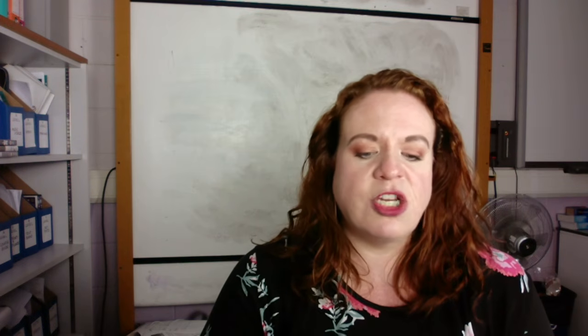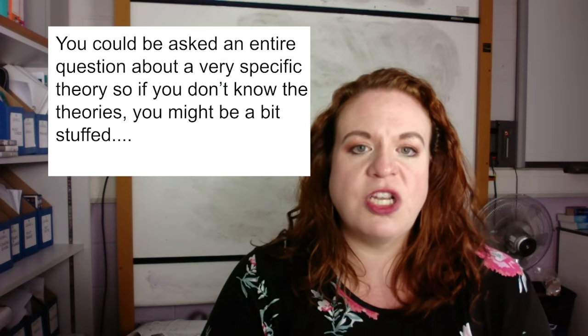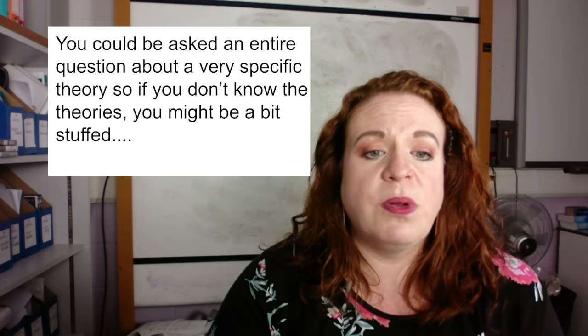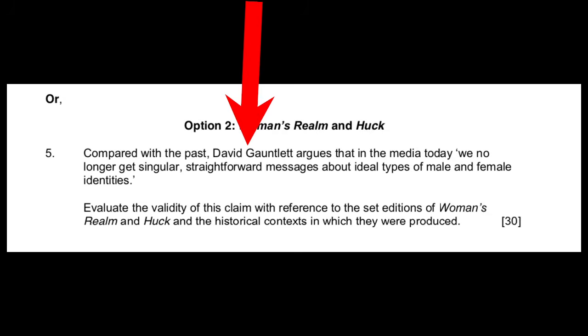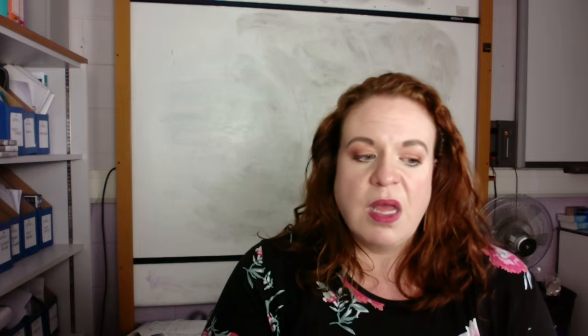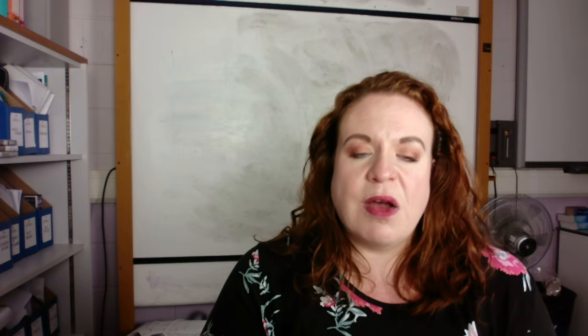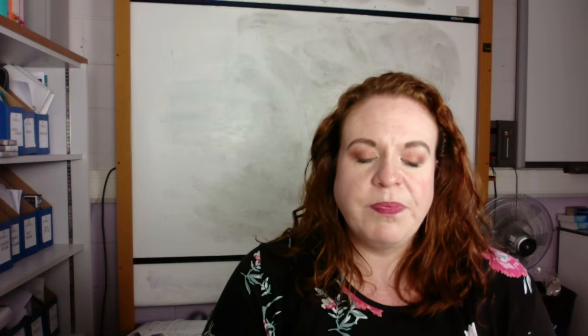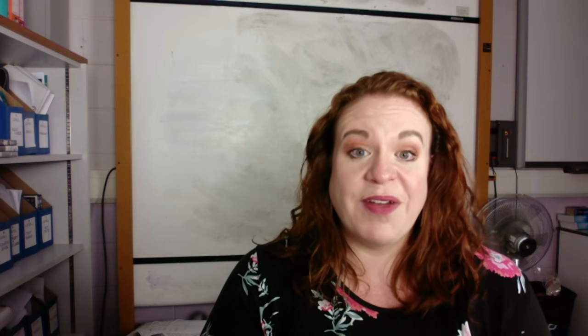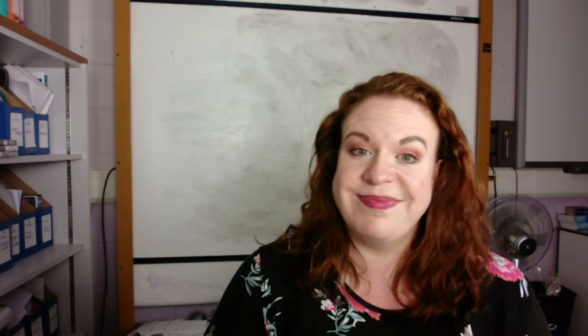And this is the exam, I should say, where they potentially could ask you about a very specific theory. So, for example, in this particular exam paper that you're seeing here, they very specifically ask about David Gauntlett for the magazine questions. And in the first section, they very specifically ask about postmodernism. So you could very well get asked about a very particular theory in component 2. So you have to know your theories. I've got videos on all of them if you want to watch them.